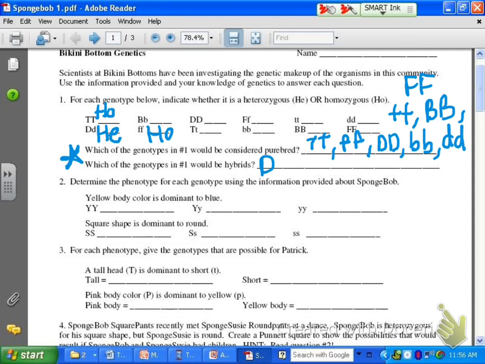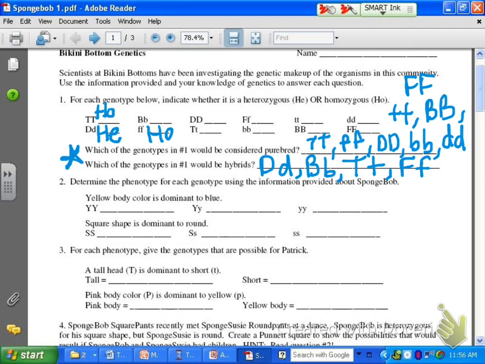All right, so that means different. Big D, little d. Big B, little b. I heard big T, little t. And big F, little f. Good.